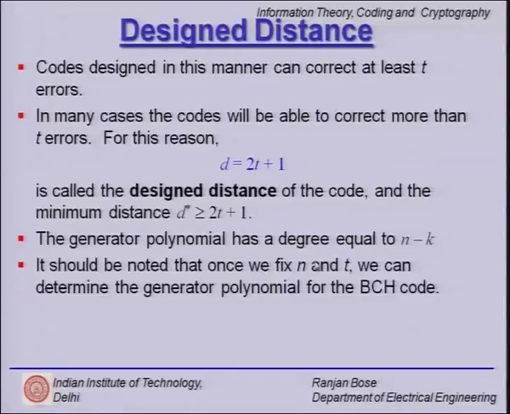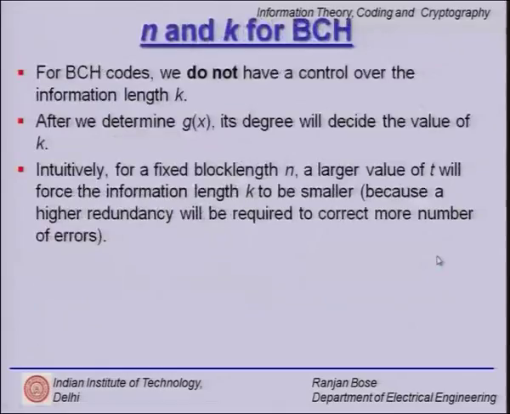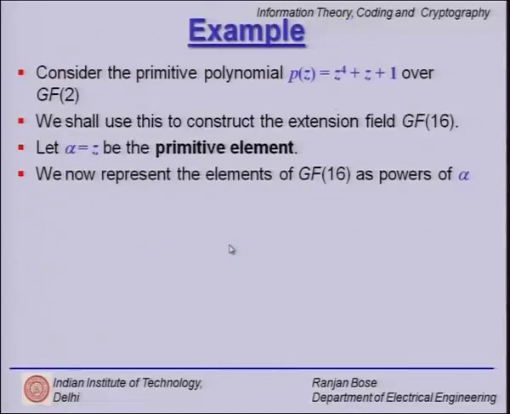Now, we should note that once we fix n and t, we can determine the generator polynomial for the BCH code, because k will automatically get determined. The degree of the generator polynomial is n minus k. So, once we know n and once we know the degree of g of x, we must get our hand on k. So, for BCH codes we do not have control on the information length k. Okay. So, once we get g of x, that will determine the k. So, let us start with some examples.